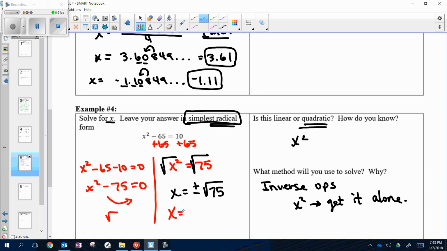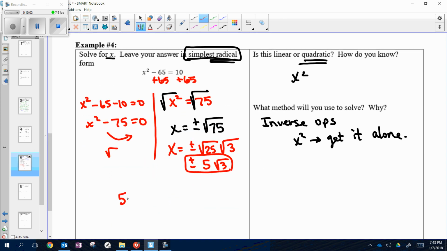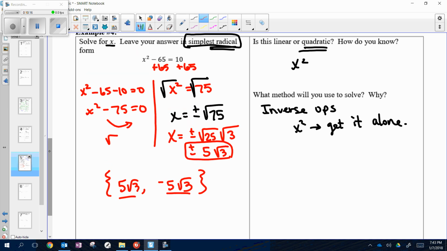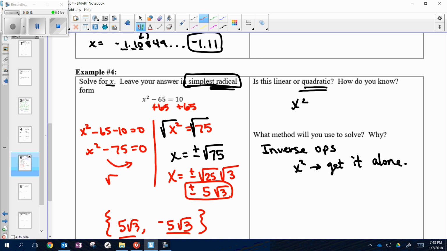So perfect square factor hiding out in 75 is a 25 times 3. It's a 5 when I take the square root. 5 radical 3. You could say 5 radical 3 and negative 5 radical 3 are your two answers. And that's it. Just keep all those little hints in mind, because sometimes you use one method and sometimes you use another method.